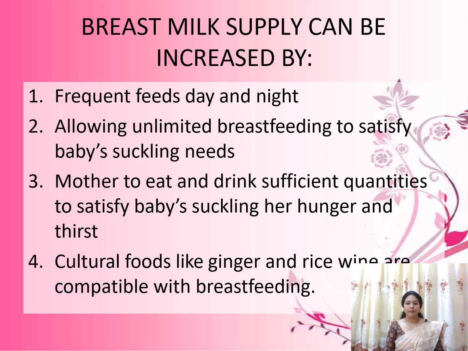And breast milk supply can be increased. In case the mother is not having a proper supply, we can increase the supply by frequent feeds, and we can even encourage the mother to feed during the night time also. This will increase the feeding, and allow unlimited feeding to satisfy the baby's suckling needs. And you should encourage the mother to drink a sufficient amount of water, so this will satisfy her hunger and thirst. So she should eat and drink sufficiently. And cultural foods like ginger and rice wine are compatible with breastfeeding.